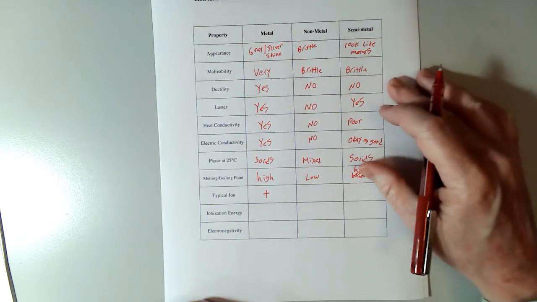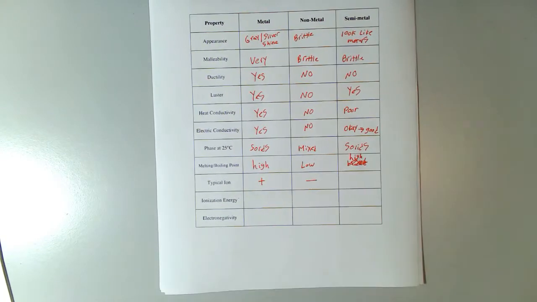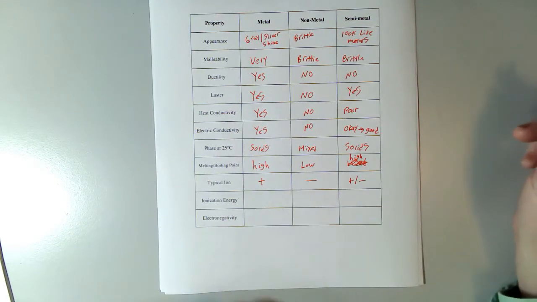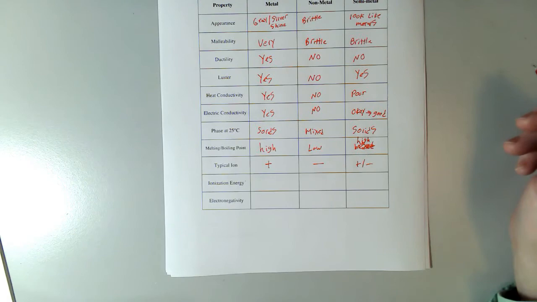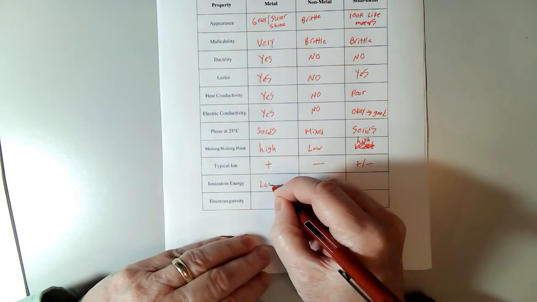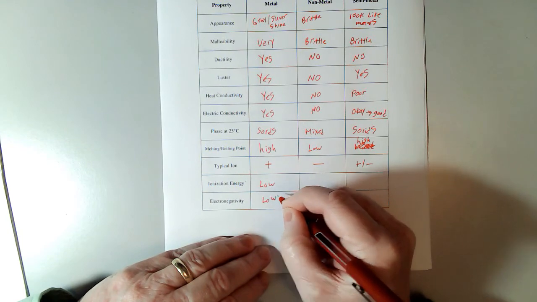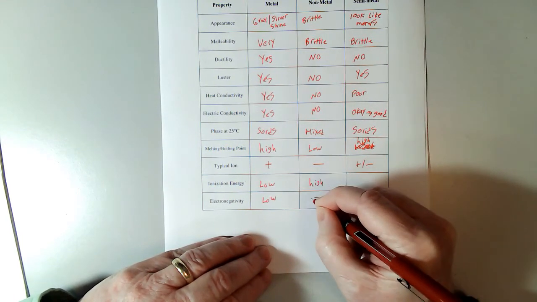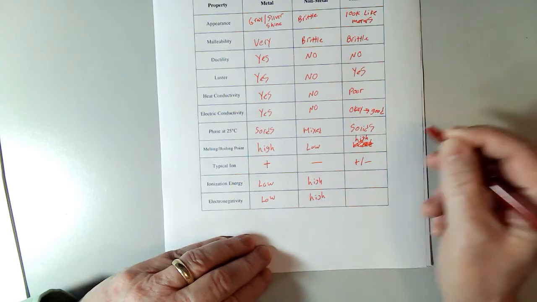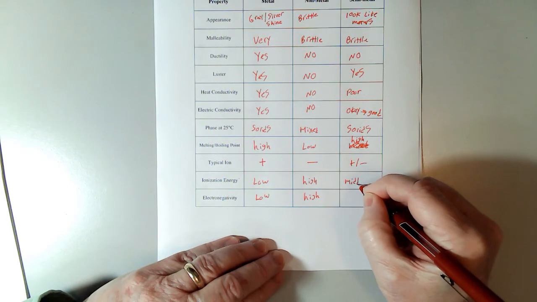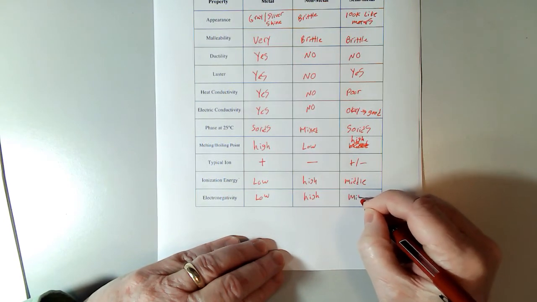Metals tend to form positive ions. Non-metals tend to form negative ions. Okay? And you get both for semi-metals. Now later on we're going to be talking about these two things. So for now, we'll just say that metals have low ionization energies and electronegativities and high for non-metals and kind of in the middle for the semi-metals.